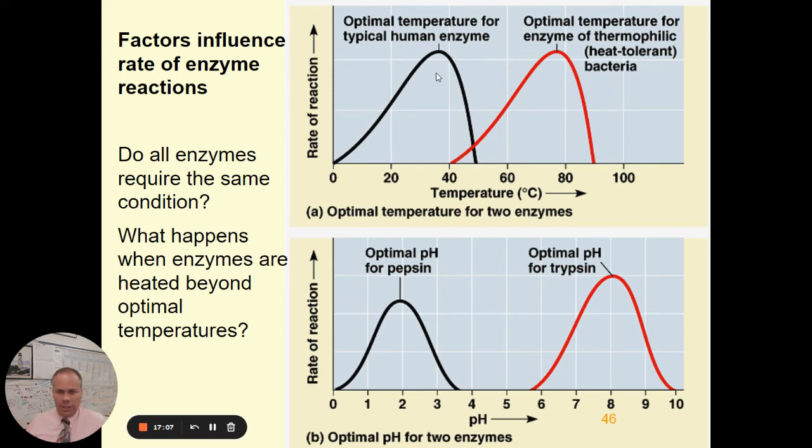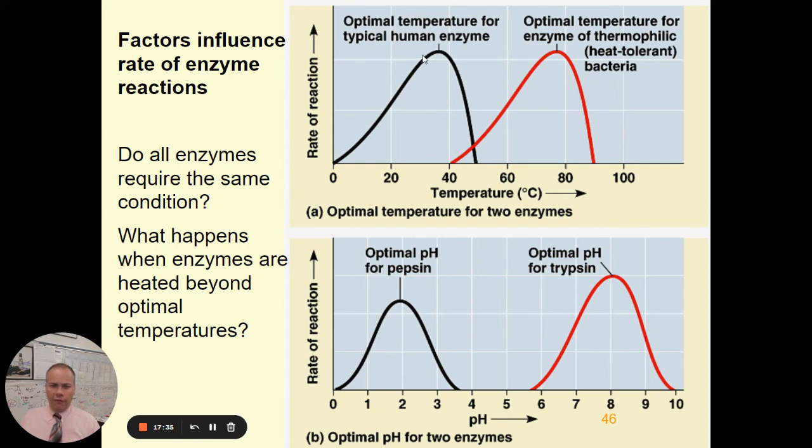And what we see is this enzyme, its optimum temperature, if we look at the highest point on the graph, is about 37. Well, that's human body temperature. Most human enzymes work best at 37 degrees Celsius. This red line shows a different enzyme. And we see this enzyme works better at a temperature of 78 degrees. So this enzyme is actually found in bacteria, heat-tolerant bacteria.